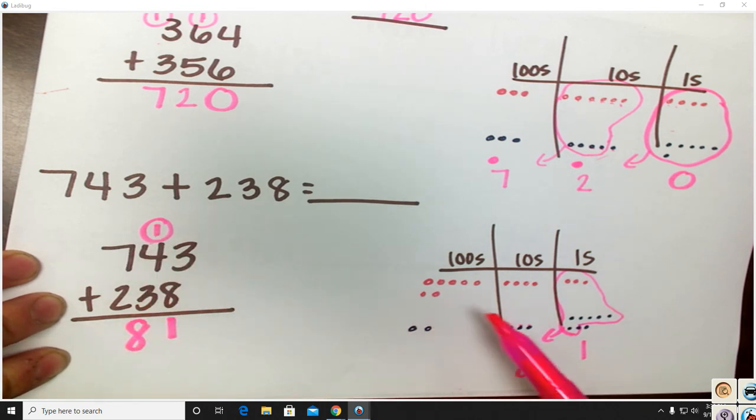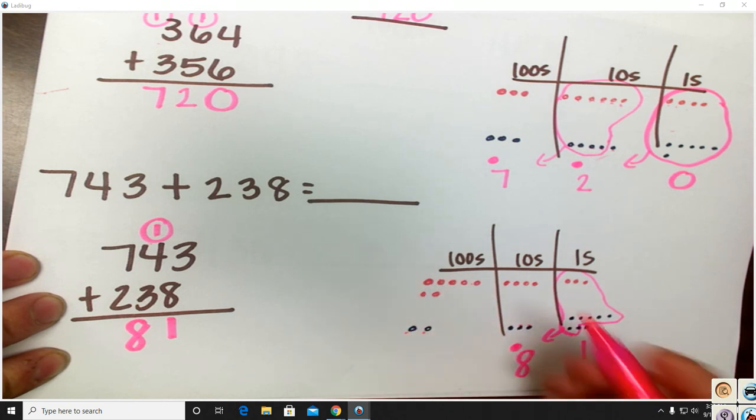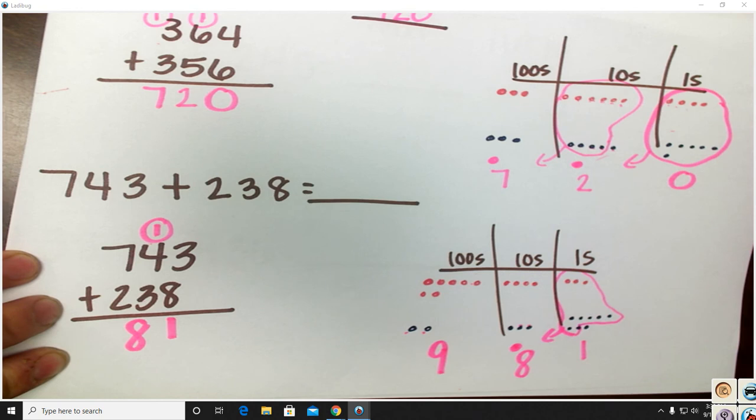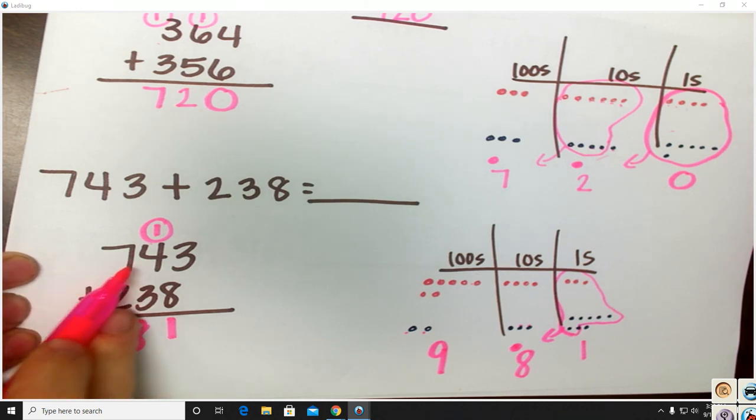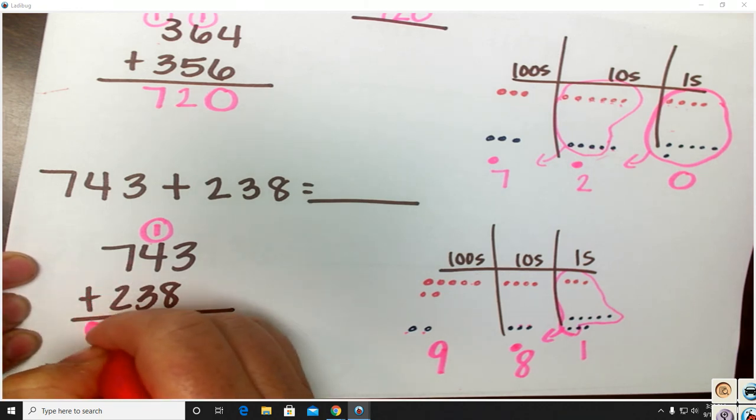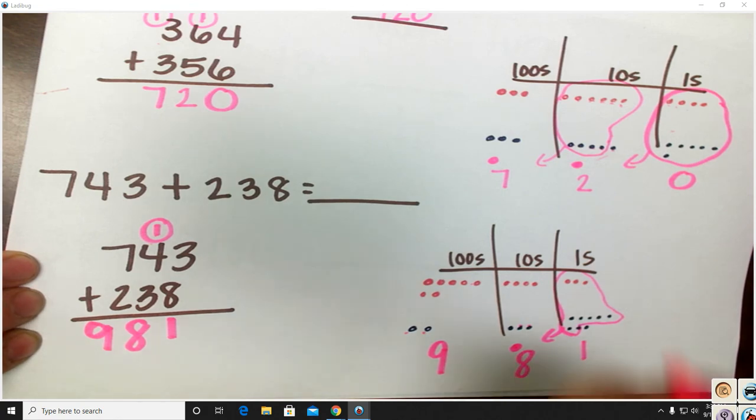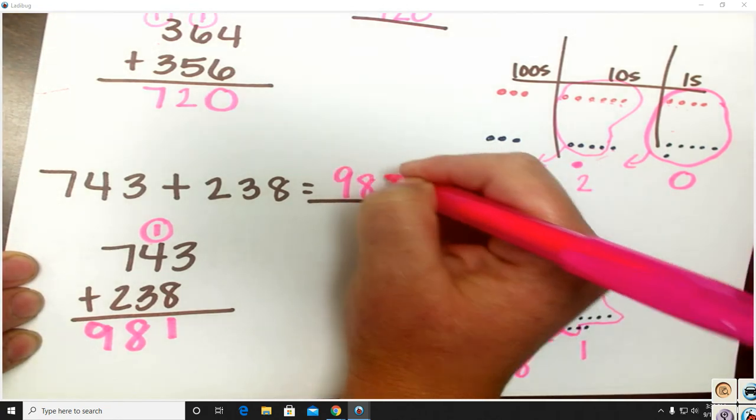And I'm going to count my hundreds. 1, 2, 3, 4, 5, 6, 7, 8, 9. And I have 9 hundreds. So I'm going to come over here, and I know 7 plus 2 is 9. So I know that my final sum is 981.